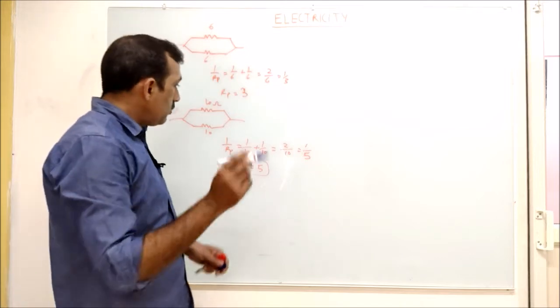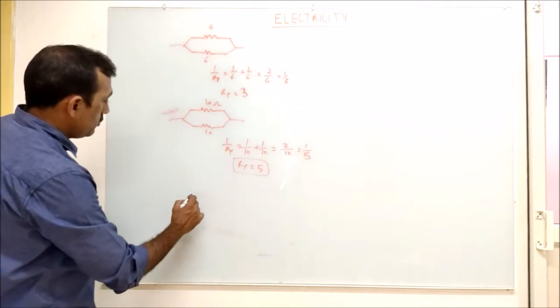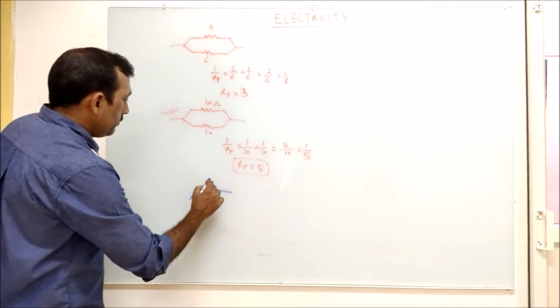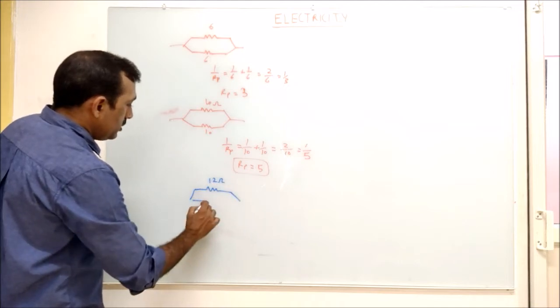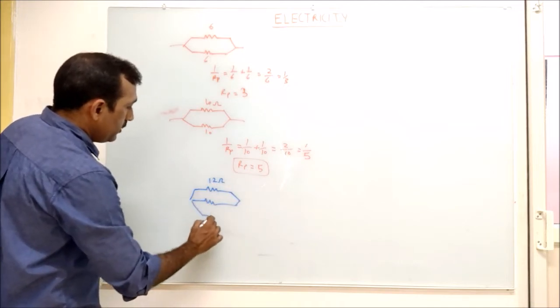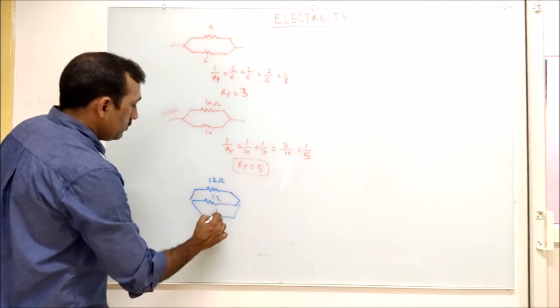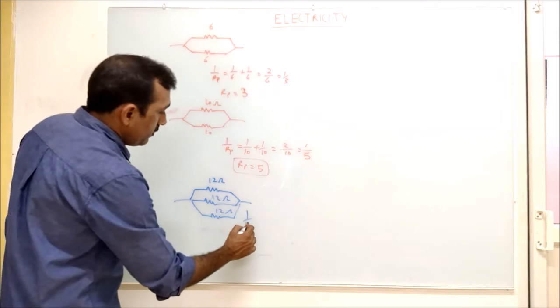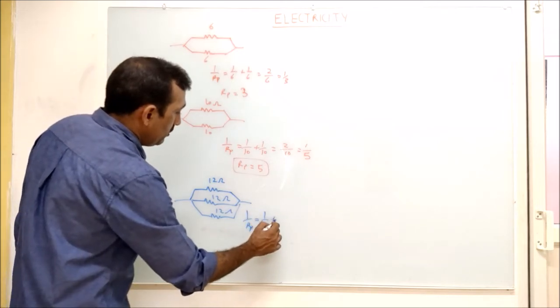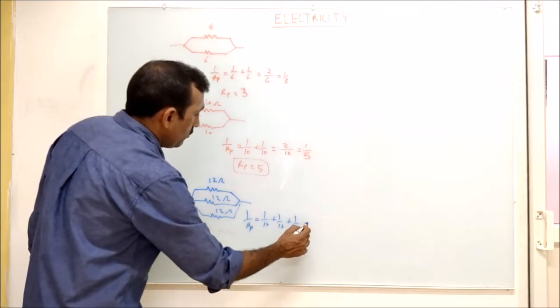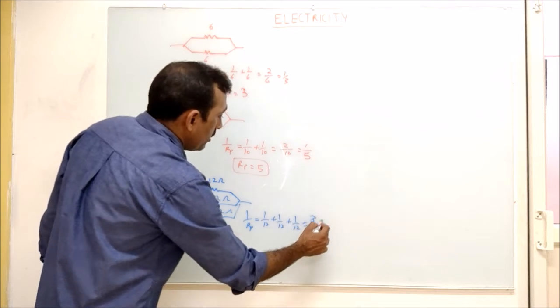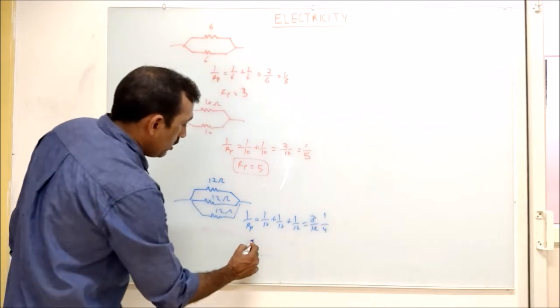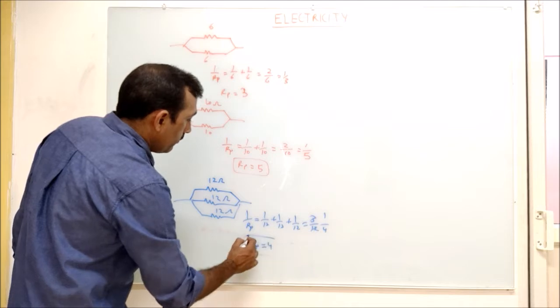Okay, before we conclude, let me take one more example. If this is 12 ohm, this is 12 ohm, and this is also 12 ohm, all these are ohms. So in this case, 1 by Rp equals 1 by 12 plus 1 by 12 plus 1 by 12 equals 3 by 12, which is 1 by 4. Rp equals 4.